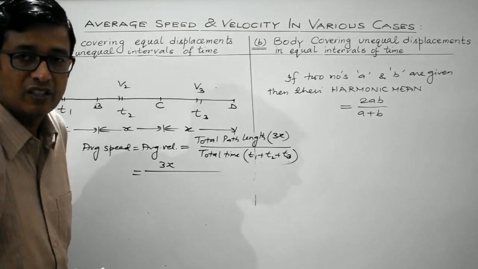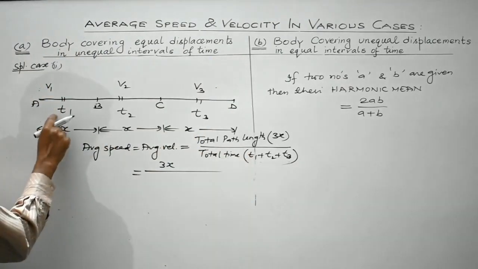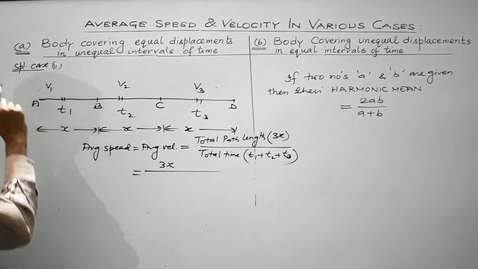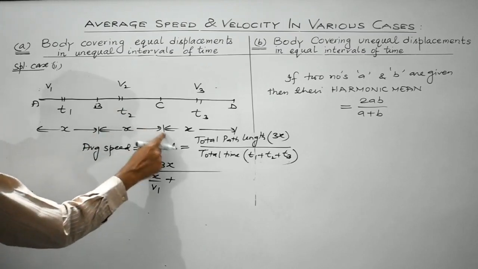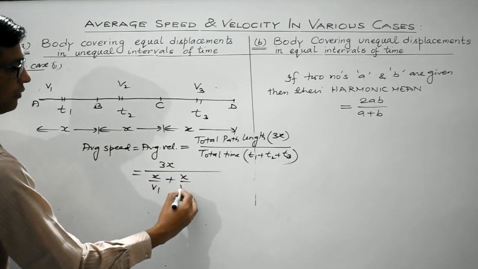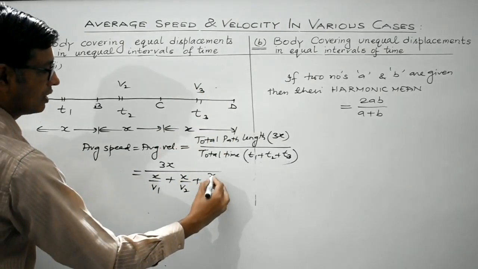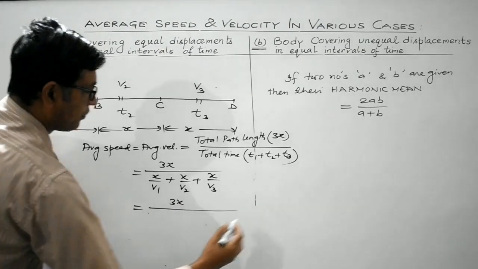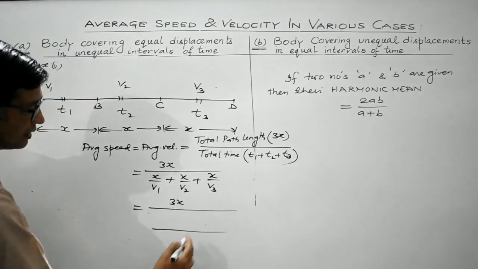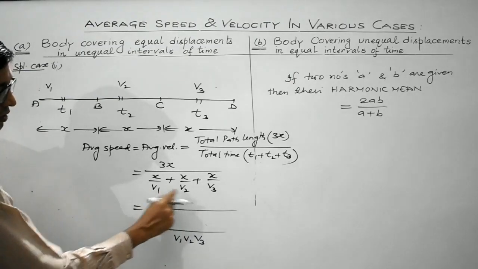What's the relation between distance, speed and time? Time is distance over speed. So t1 will be equal to distance x by speed v1, that is x by v1. What about t2? Again, distance covered divided by speed v2, x by v2. What about t3? It is distance x divided by speed v3, that is x by v3. So again, you can consider LCM. So over here, LCM would be v1, v2, v3, right? v1, v2, v3, this will be the LCM.